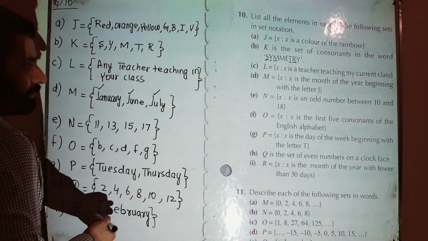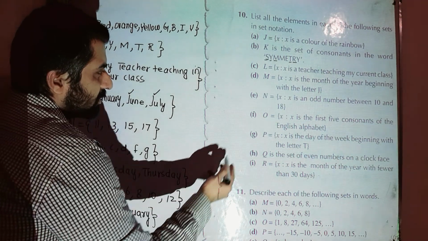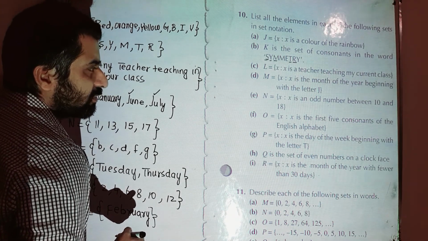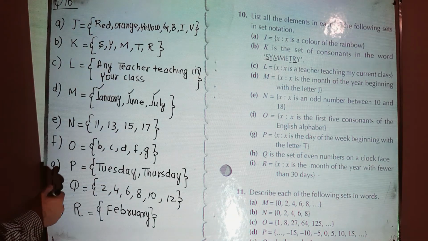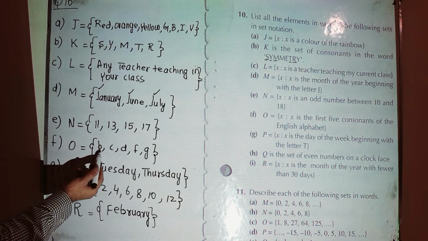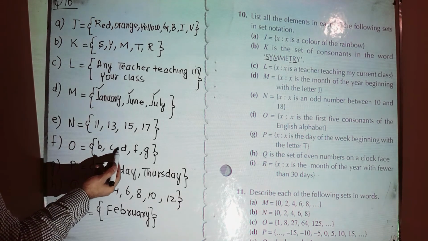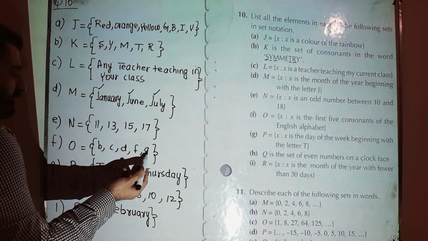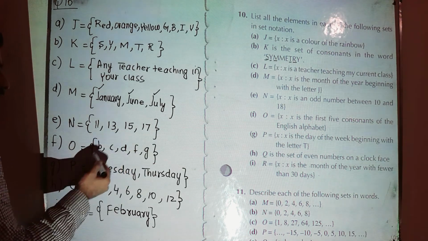Part number F, we have a set O where x is the first 5 consonants of the English alphabet. So the first 5 consonants of the English alphabet are B, C, D. We don't have E, E is a vowel. Then F and G. So these are the first 5 consonants of the English alphabet.